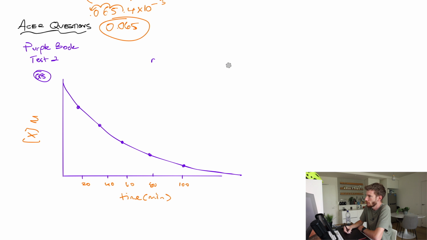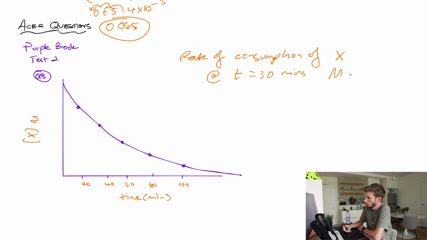So it's the rate of consumption of X at time t equals 30 minutes, right? And it's going to be measured in moles per liter per second. So really that's just the gradient at that time, but obviously it's curved, so the gradient is changing.